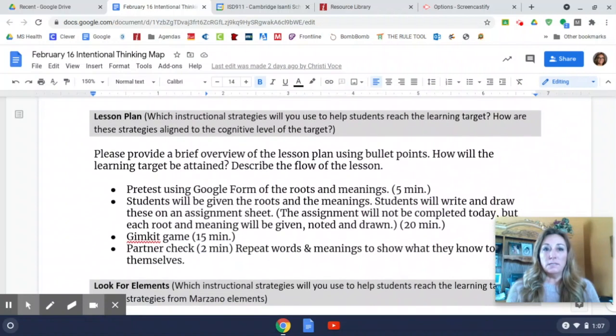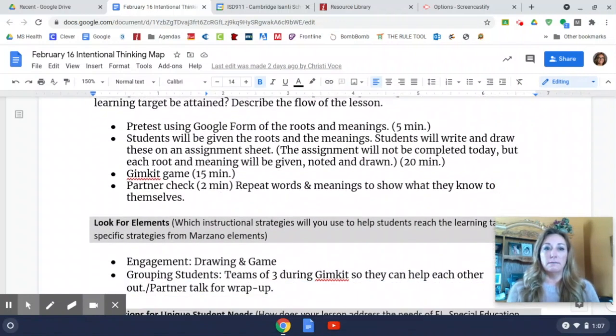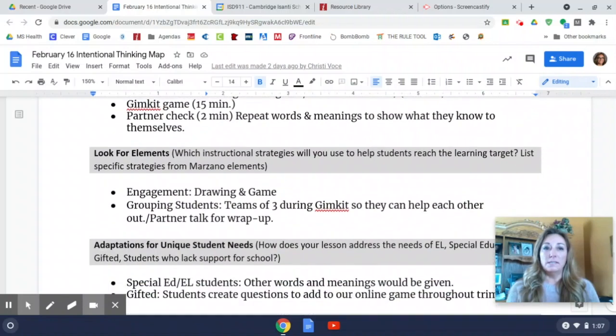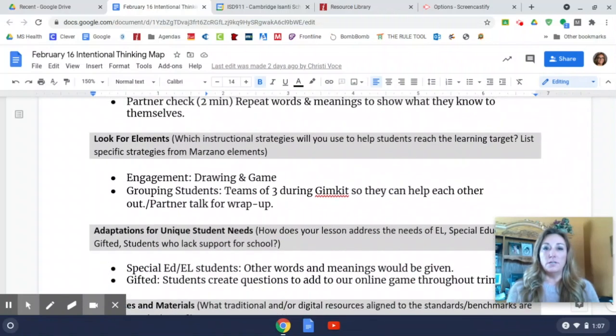The next part is your lesson plan. If you're going to be observed for half an hour, it really is: these 5 minutes I'm going to be doing this, the next 10 minutes I'm going to be doing this, and then the kids are going to be doing this for 10 minutes, and so on. That can just be a bulleted list. Down below were some look-for elements that she thought the observer would be able to look at and collect data on.